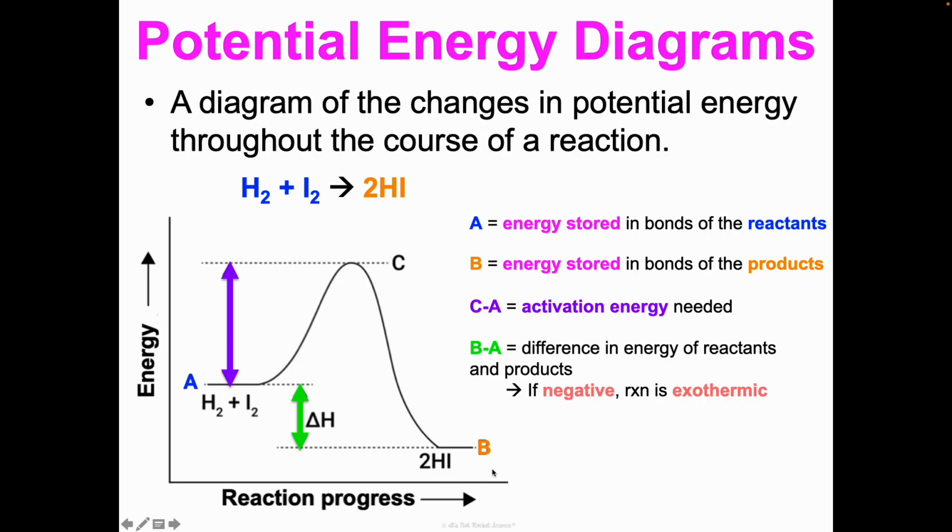If it's negative, okay, that means the reaction is exothermic. You ended with less energy than you started with. It's negative, thus overall energy got released. More energy was released than was absorbed. If it's positive, that means that there would be more energy in the products than there was in the reactants. So energy must have overall been absorbed. It's an endothermic reaction, okay?